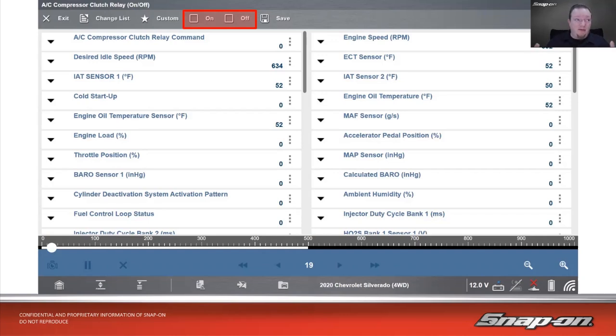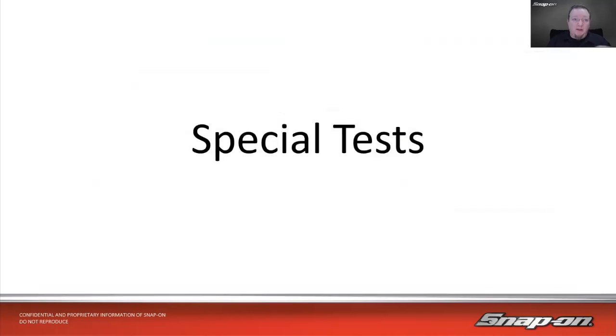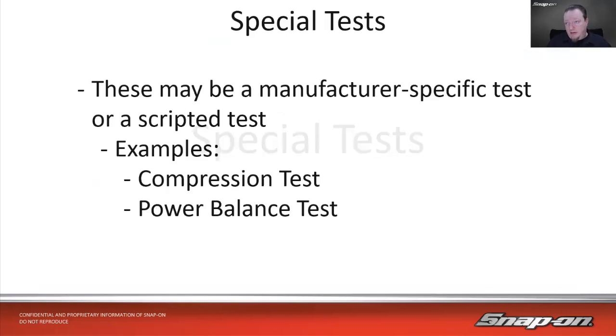And that's going to be the theme across all of this. So that's bidirectional control. Then we get into special tests. So that would be your special functions. You may see that on the tool as well. These may be a manufacturer specific test that we get right from the manufacturer. It's normally in the factory tool, or also what we would call a scripted test.